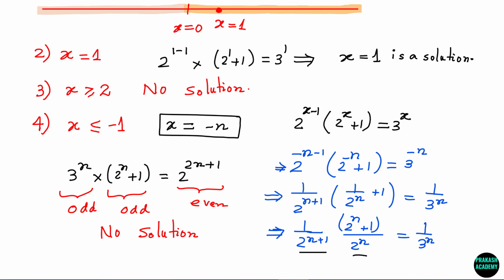So in conclusion I can say x equals 1 is the only solution for this equation. We investigated the whole number line for integers, and in this case 1 is the only solution.